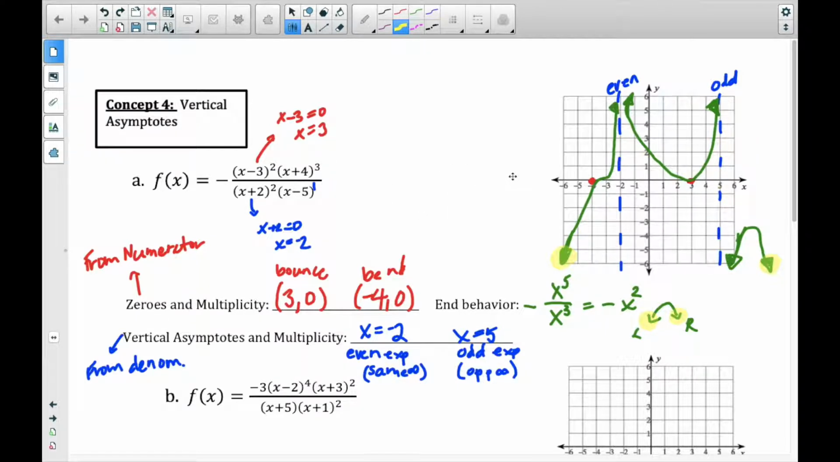Let me mention a couple things. In the notes and some of the things that we've done in class, we've talked about horizontal asymptotes. We are not going to talk about horizontal asymptotes today. That will be next week. So for today, we are just needing our vertical asymptotes, our zeros, our multiplicity, and the end behavior. Okay, that is one example.